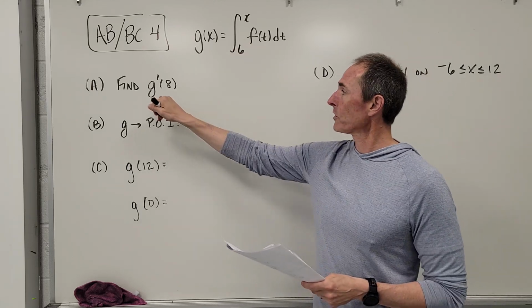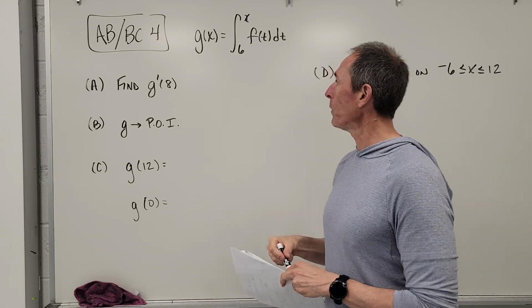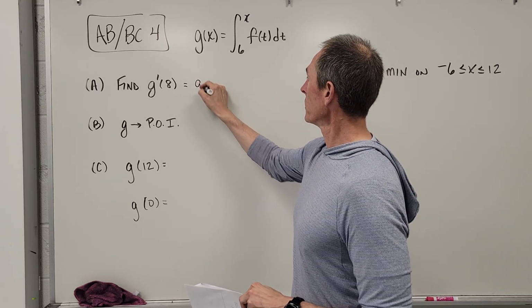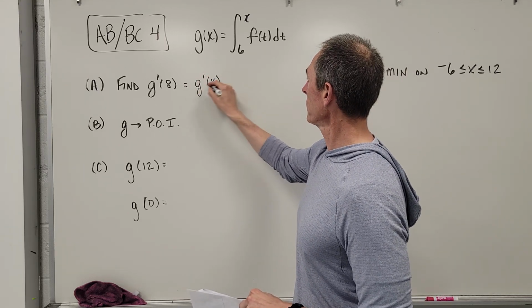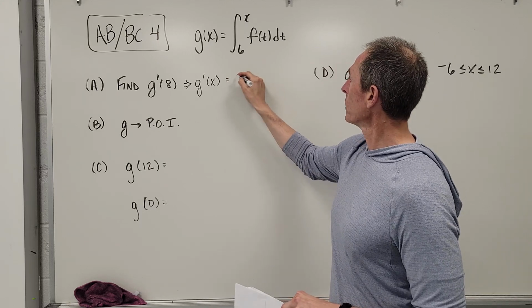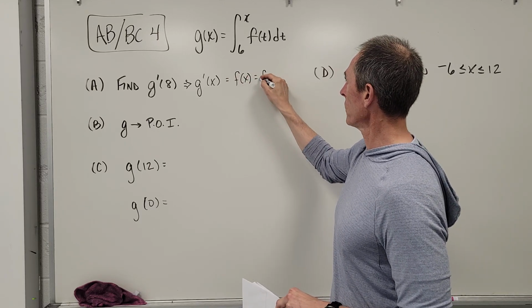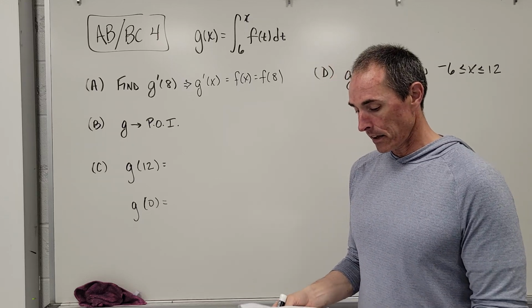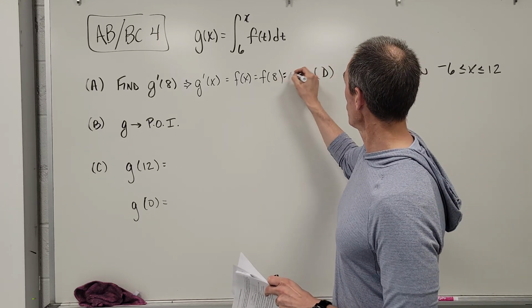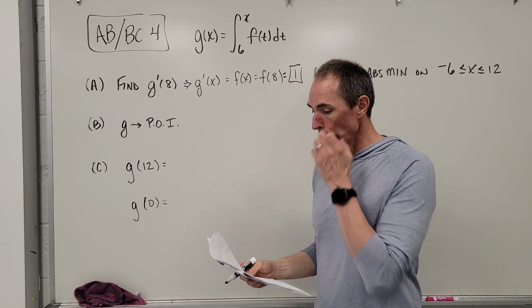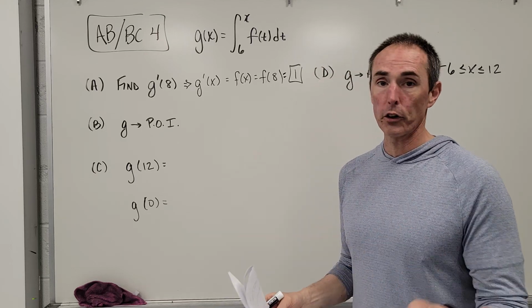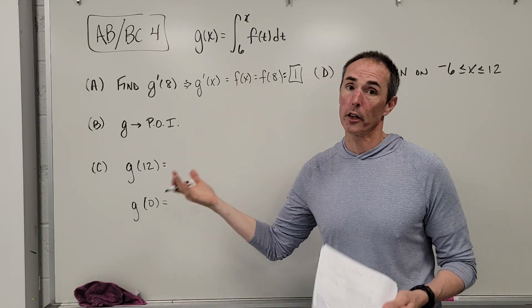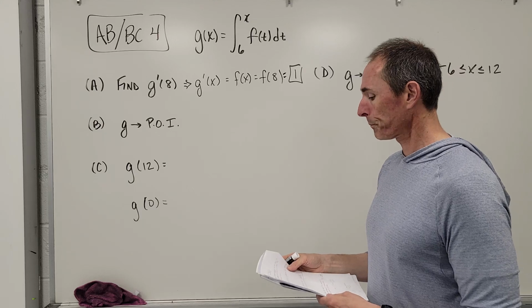The first question asks us to find g prime of 8, so that would obviously require that we understand that g prime of x is equal to f of x. And so really all this question is looking for is the value of f of 8, and I have that as 1. They do ask in the question, give a reason for your answer. So this would be an application of the fundamental theorem of calculus. We want to mention that.